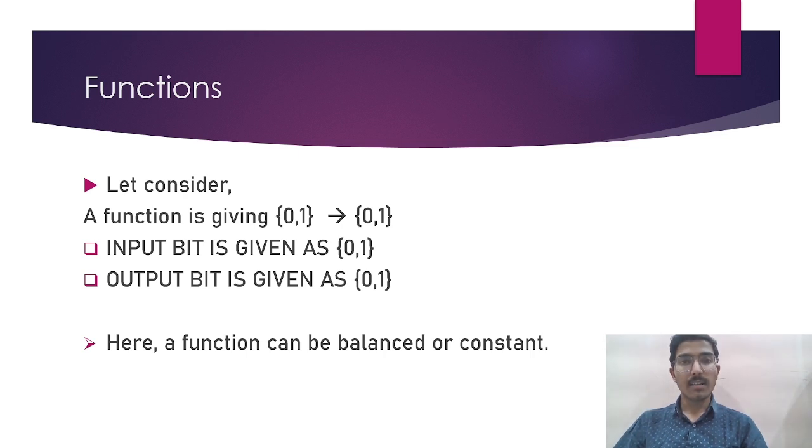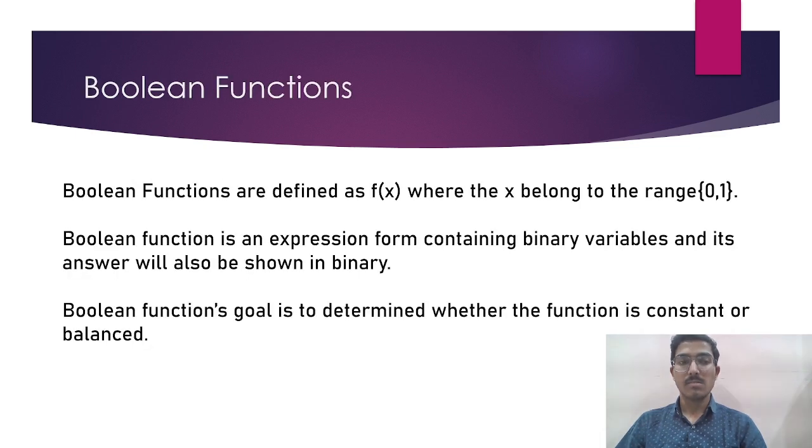We know that there are many types of function, but in the Deutsch algorithm we use only two types. The first one is the balanced function and the second one is the constant function. Before balanced and constant functions, we would like to take some information about Boolean functions. Boolean functions are defined as f of x, where x belongs to the range 0 to 1.